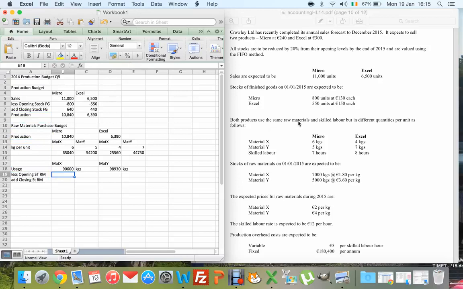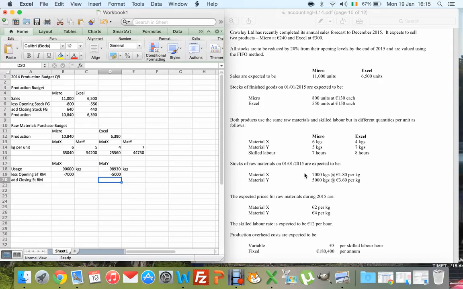Now I'm looking over here for my kilos. So the stock of raw materials at the beginning is 7,000 and 5,000. So I have minus 7,000. I don't need to go and buy that because I already have it for material X. And I already have 5,000 kilos of material Y. Now, the prices are going to be 2 and 4, so I'll take that into account.